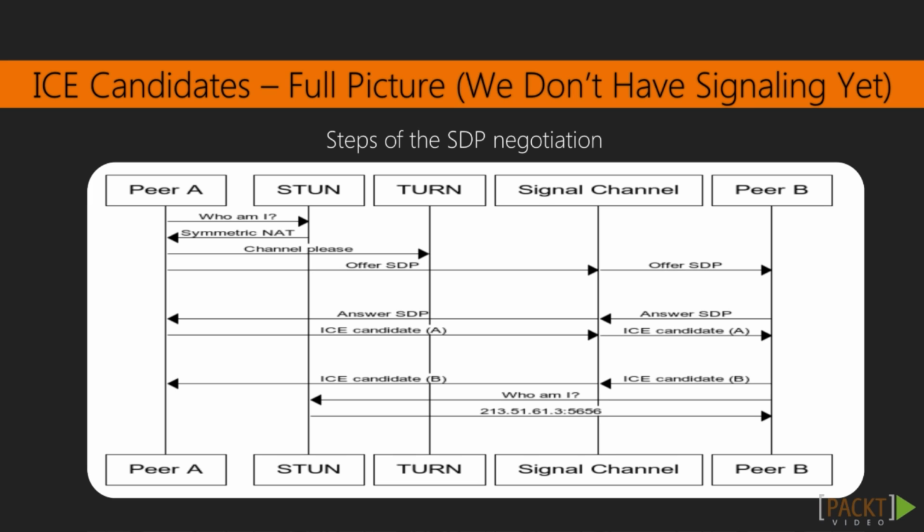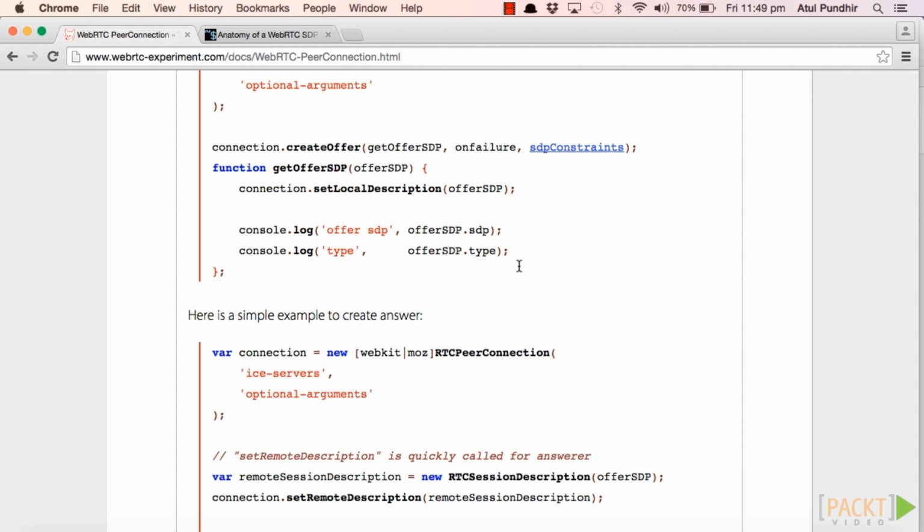The method needs two callbacks, one if the call is a success, and another one if it's a failure, and a third argument containing optional or mandatory constraints, for example, wanting or not to share video. Inside the success callback, you're expected to store your SDP using setLocalDescription and then to send it.